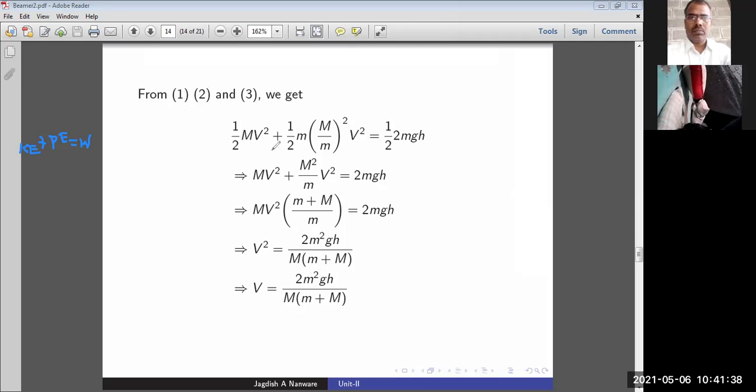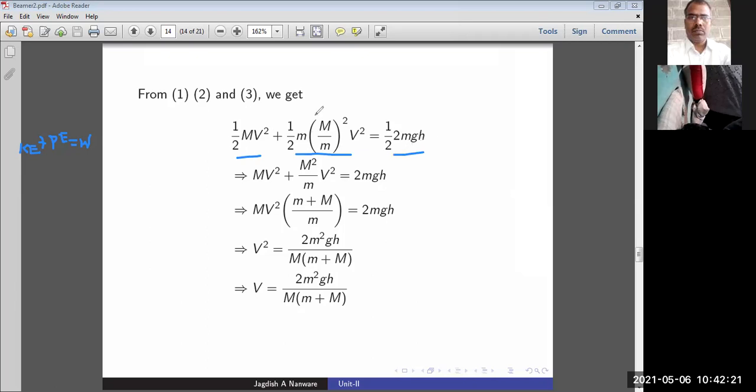So half into m v square, this is the kinetic energy, where M is the mass of the gun, and this is half into m, capital M upon small m whole square, v square. So this is nothing but the ratio of two masses. This is the acceleration due to gravity, g. So mass of the shell m into g, into v square. So this is kinetic energy, this is potential energy, and this is the work done. So half into 2 times mgh.